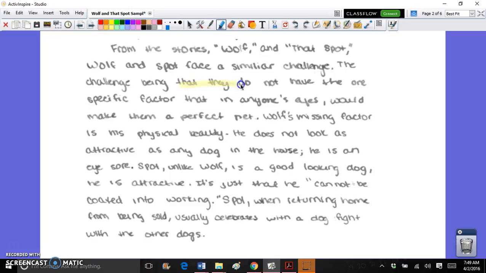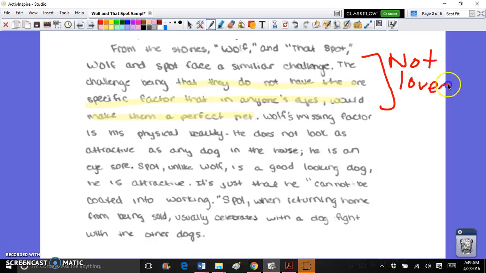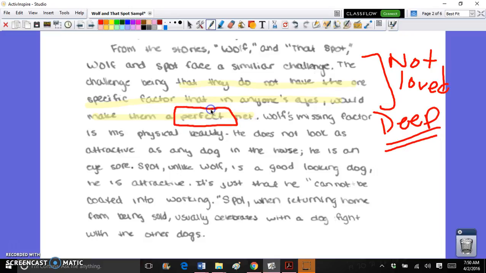All right, now this is what makes this essay so strong, is that this student didn't just go with the really obvious challenge, that they're not loved. This student really looked very deep into this text and saw that it's not just that they weren't loved. They weren't loved because they were not the perfect pet. There was something that was missing from them. And now the student's going to use evidence and go deeper into that.